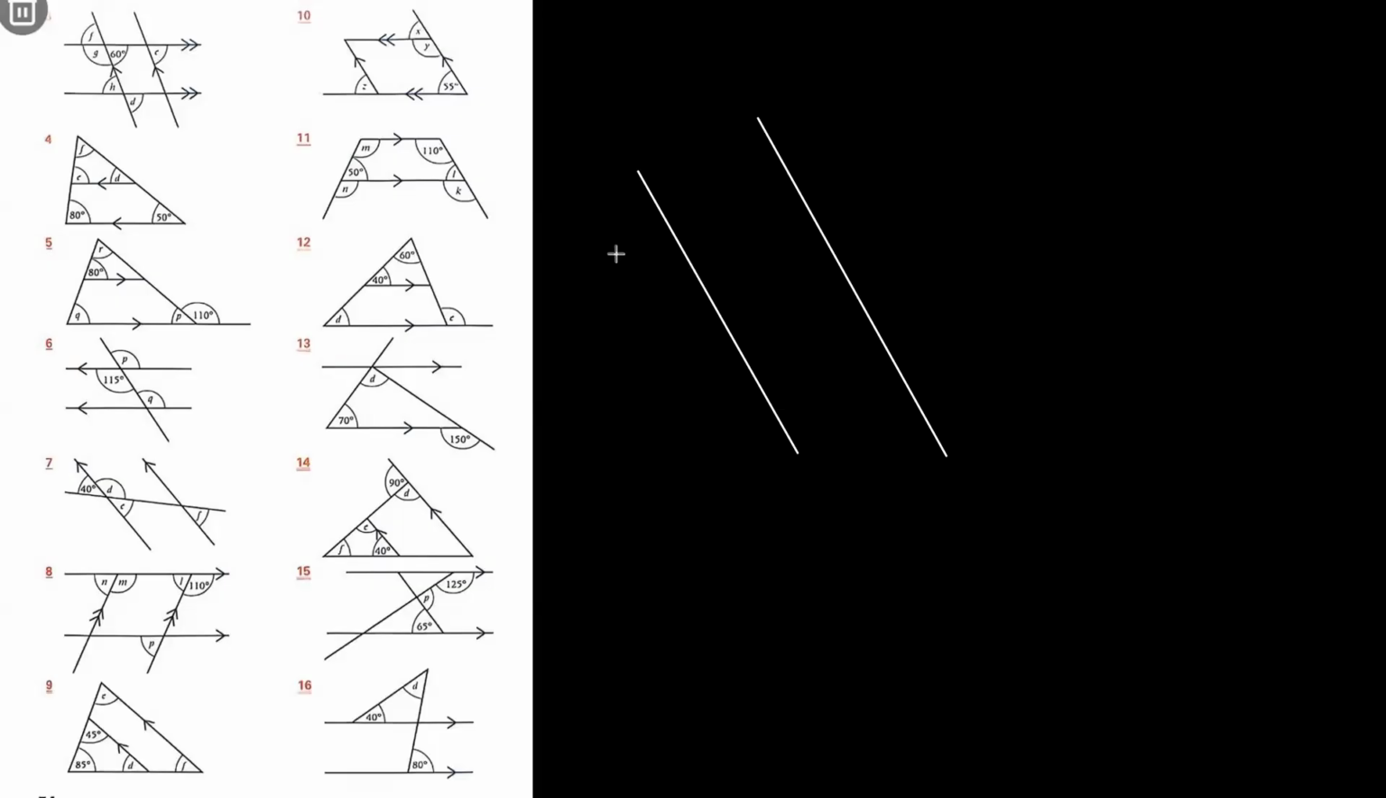All right, so this number 7. They had the line going like that. And again, they showed the arrows. The arrows represent that these two lines are, what? The two lines are what? Parallel. Parallel. Parallel.